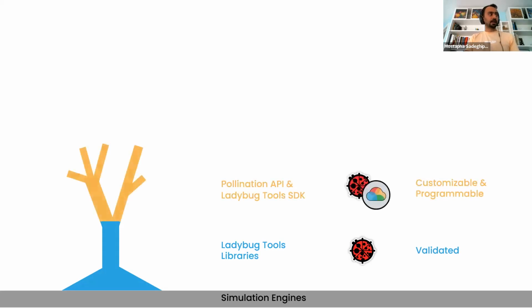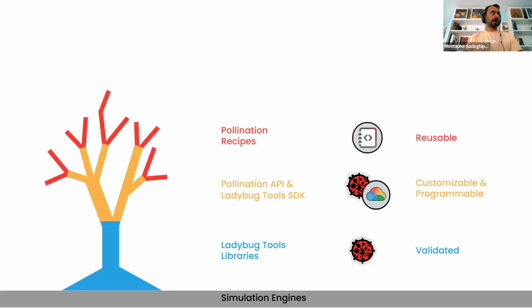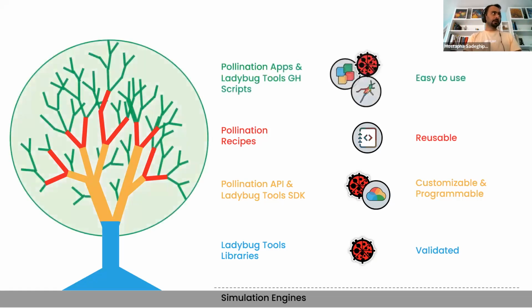Then we have SDKs and APIs developed on top of that, which make things customizable and programmable. Then we have Pollination recipes that basically put this code together to create units of logic that make them reusable. And finally, you can build on top of this Pollination apps, and use Ladybug Tools and build Grasshopper scripts that make them easy to use.